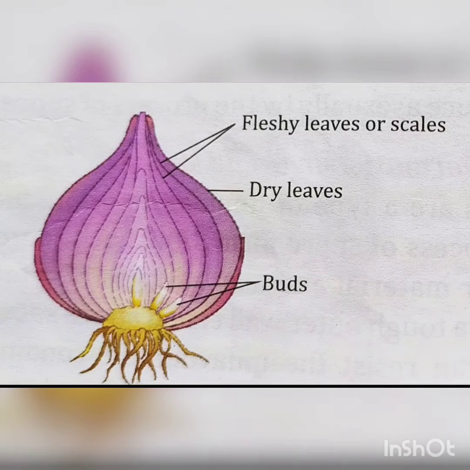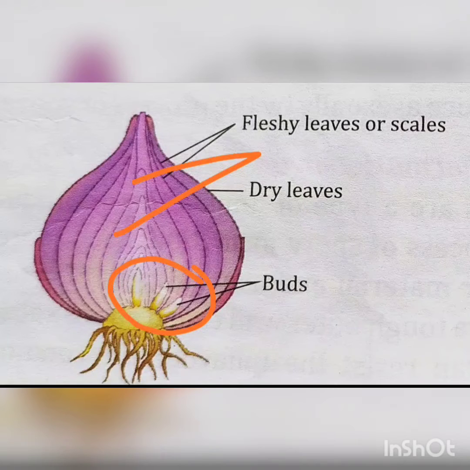A bulb has small fleshy leaves called scales and a bud which grow into a new plant. For example, onion, garlic and tulip can grow by the bulb.